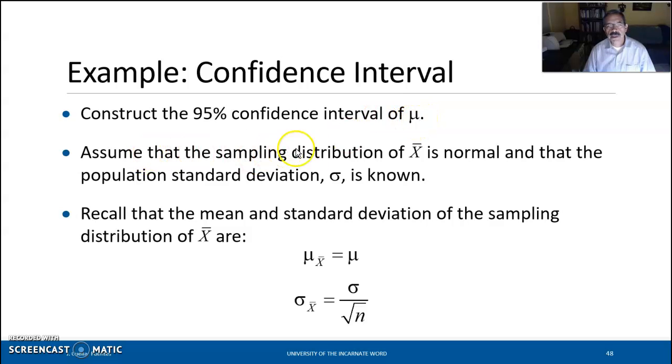Now we're going to assume that the sampling distribution of the mean is normal and that the population standard deviation sigma is known. You recall from the definition of the sampling distribution of the mean that its mean is just the mean of the population and its standard deviation is just the standard deviation of the population divided by the square root of the sample size.